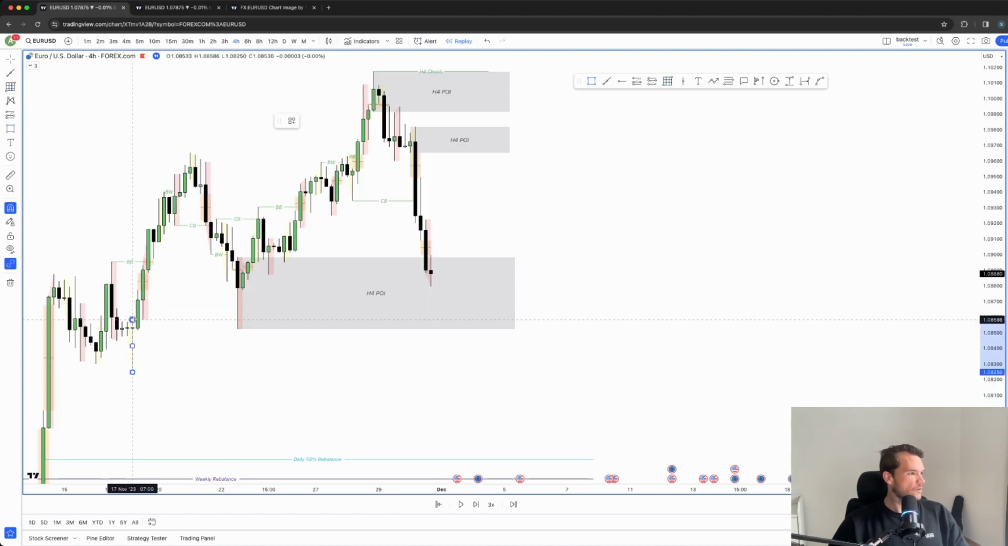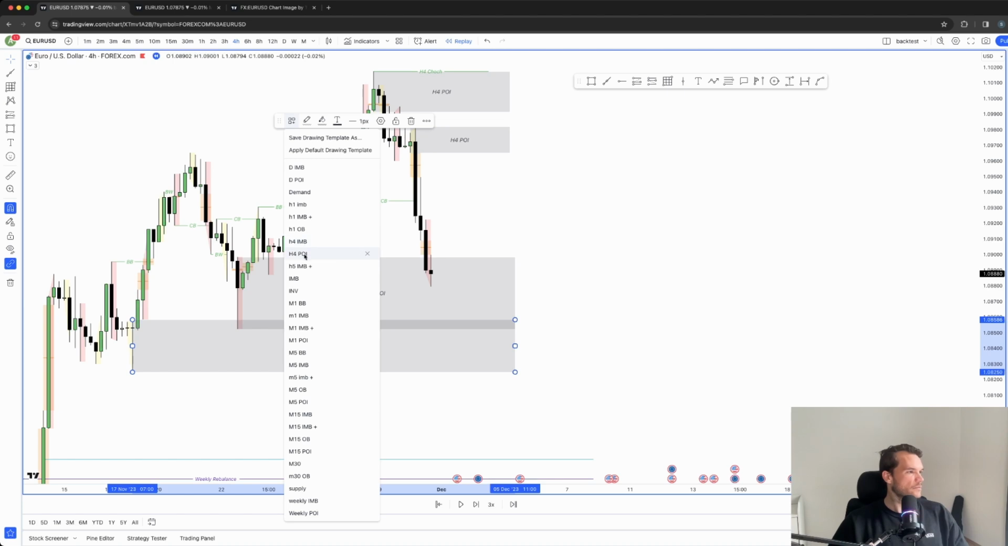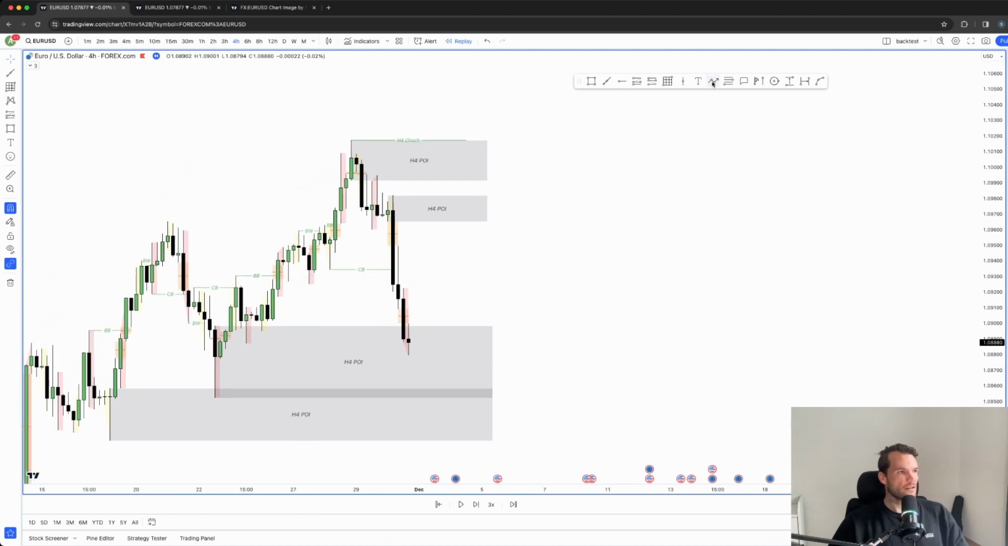This old one as well. That wasn't fully mitigated either. So we've got a few stacked here. So it'll be interesting. We're CHOCHing down. What we're going to do is go on the 15-minute.